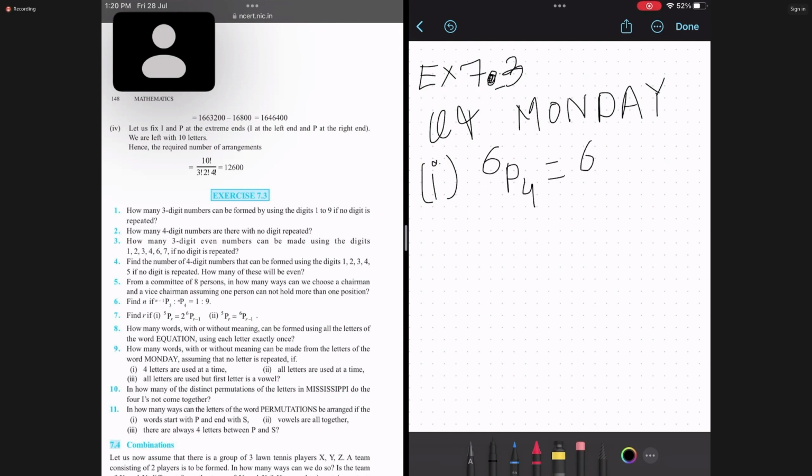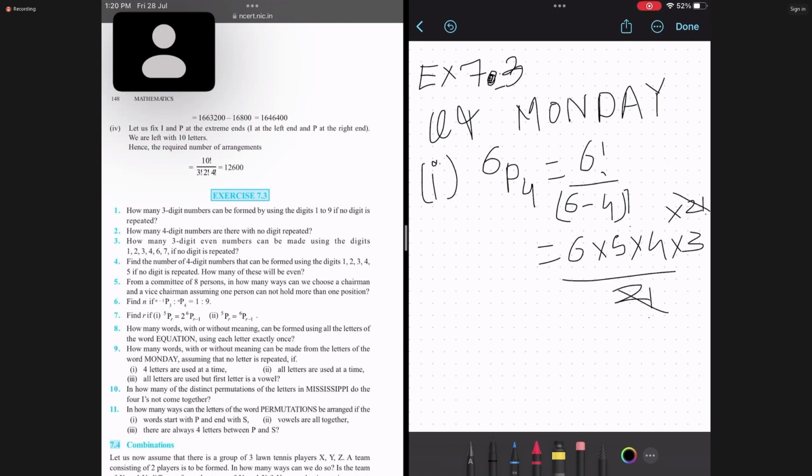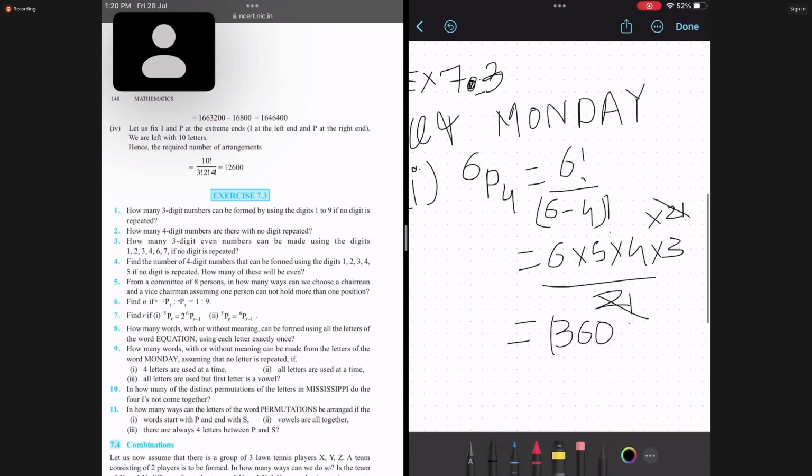6P4. That is nothing but 6 factorial upon 6 minus 4 factorial. When you solve this, it is 6 into 5 into 4 into 3 into 2 factorial upon 2 factorial, and that gets cancelled. 6 into 5 is 30, into 4 is 120, into 3 is 360. So 360 distinct words are possible when you use 4 letters of the word Monday.